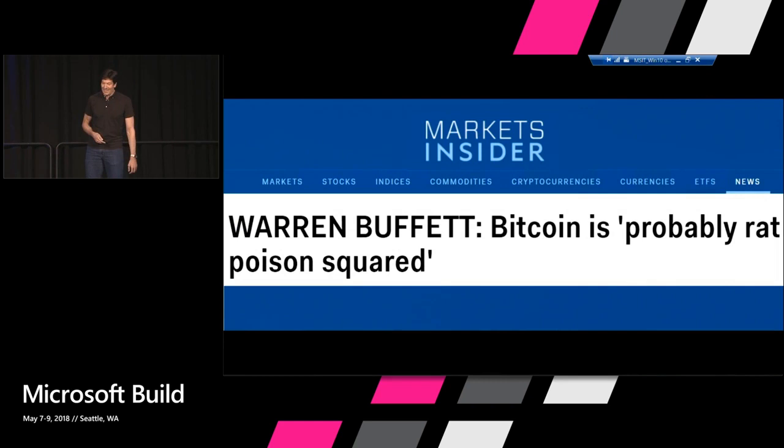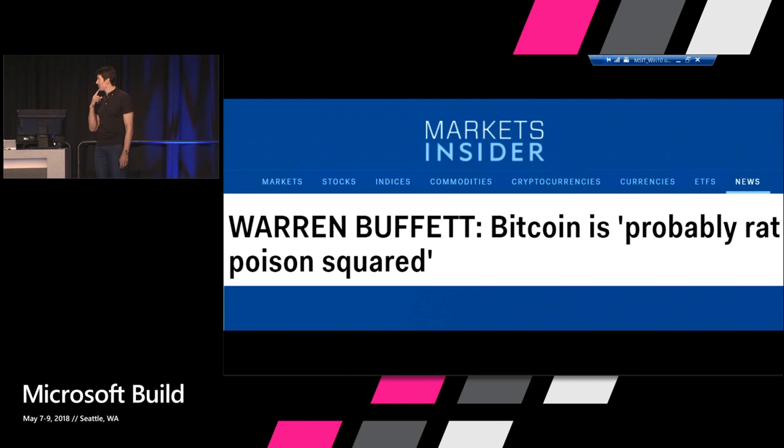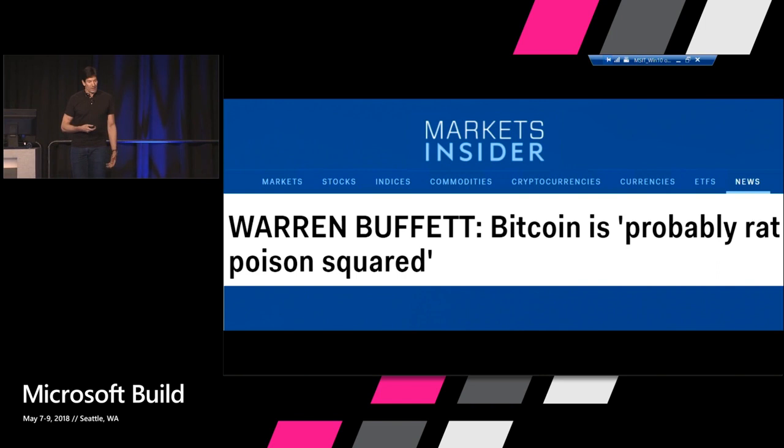People that really are bearish about the future of Bitcoin and other cryptocurrencies, this is just from a few days ago, Warren Buffett. And I never thought I'd hear the words "rat poison squared" come out of Warren Buffett's mouth. But there it is, his view on Bitcoin. And Bill Gates said he would short Bitcoin. He just said this yesterday. He would short Bitcoin if he could. And it turns out you actually can. There's a futures market for Bitcoin. So I sent him an email last night.